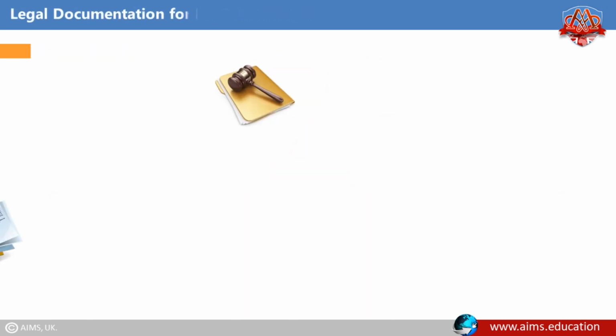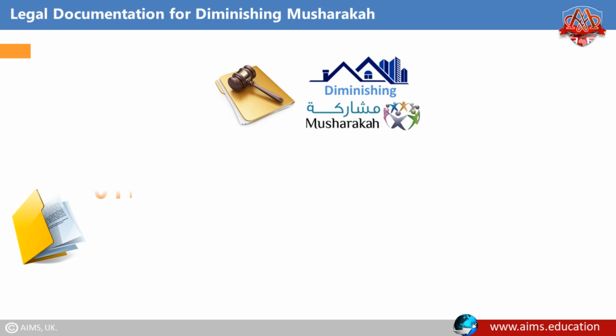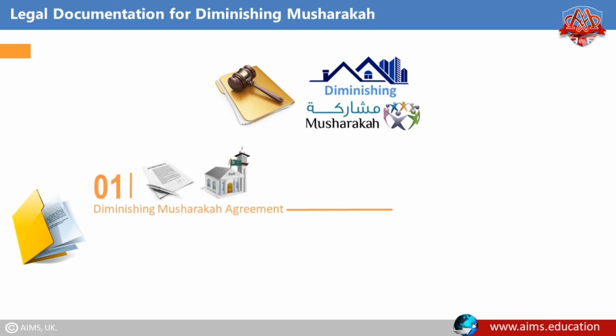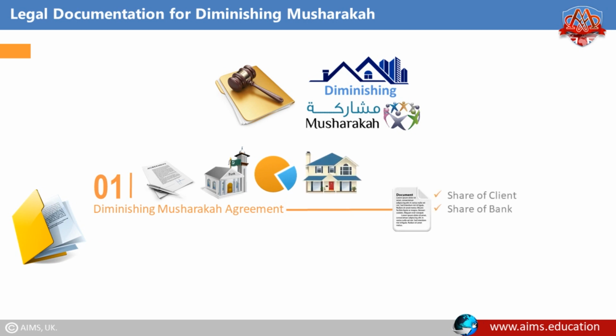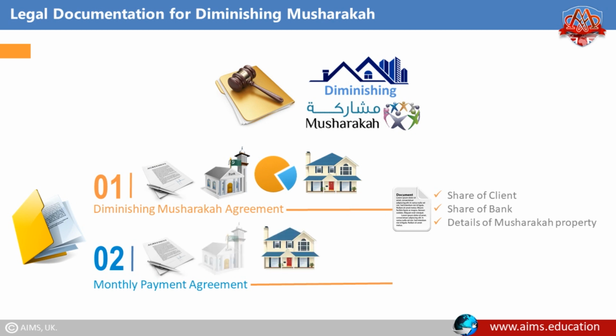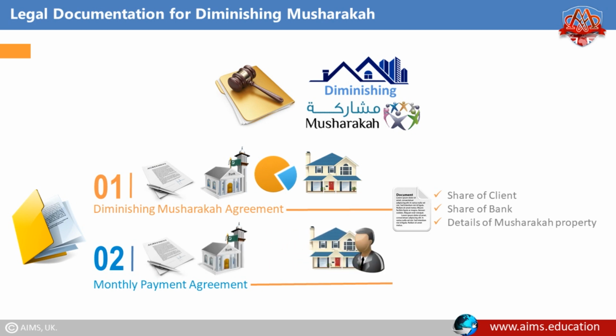Legal documentation for diminishing musharakah. First, diminishing musharakah agreement. It establishes the bank's share in the musharakah property. The components of this agreement are share of client, share of bank, and details of the musharakah property. Second, monthly payment agreement. The bank gives its share to the customer via this agreement. The components of this agreement are rent schedule and formula of calculation.